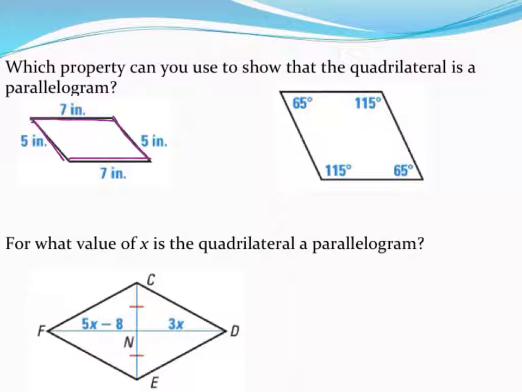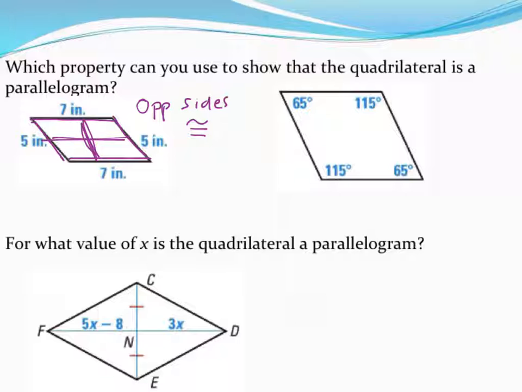So I notice that I'm given sides, and I see that the opposite sides, top and bottom, are the same thing. They're both 7. And the opposite sides that way are both 5. They're also the same thing. And so really, the property they're showing me is that opposite sides are congruent, which is one of our 5 properties of a parallelogram. So that's the reason that I can use to prove that this figure is a parallelogram.